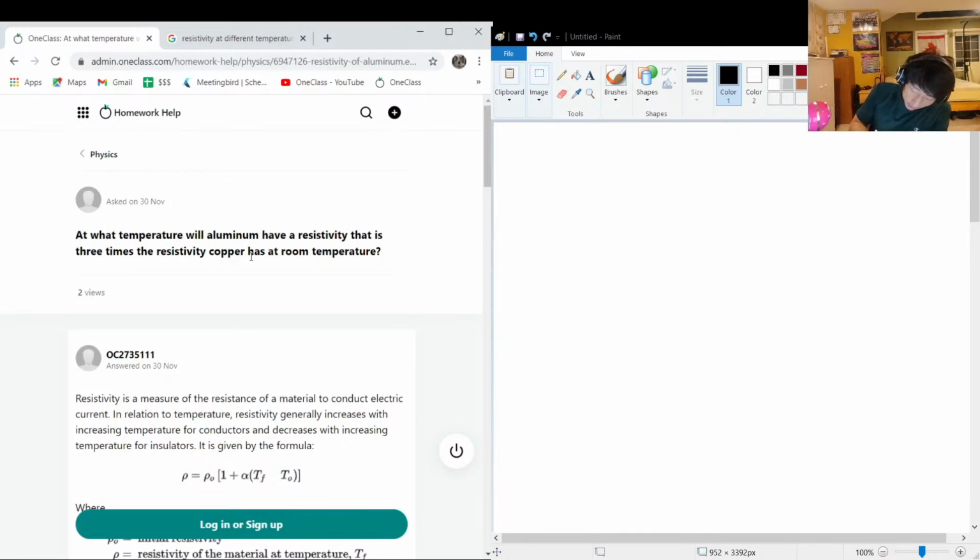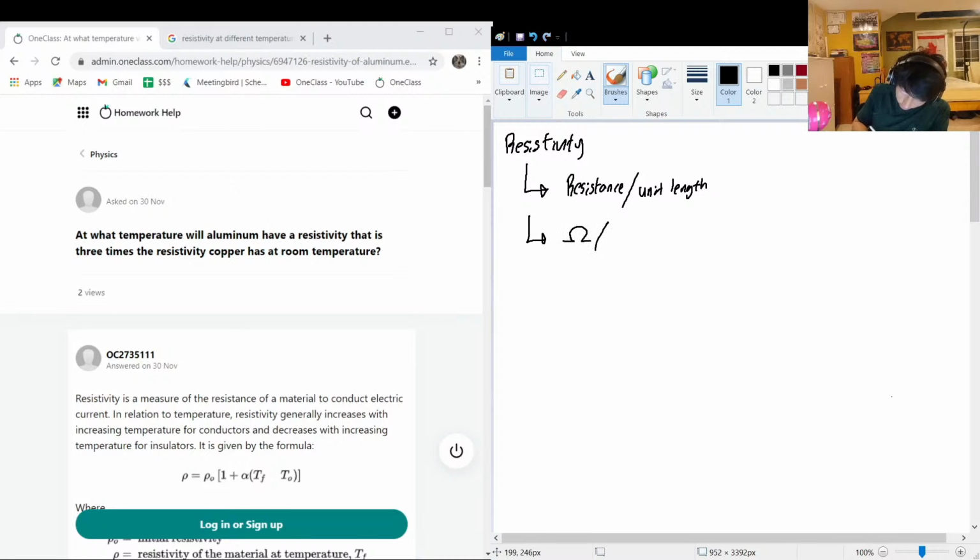So resistivity. There are a couple of different versions of resistivity, but the most simple one is going to be resistance per unit length. Okay, so this will generally be ohms per meter.